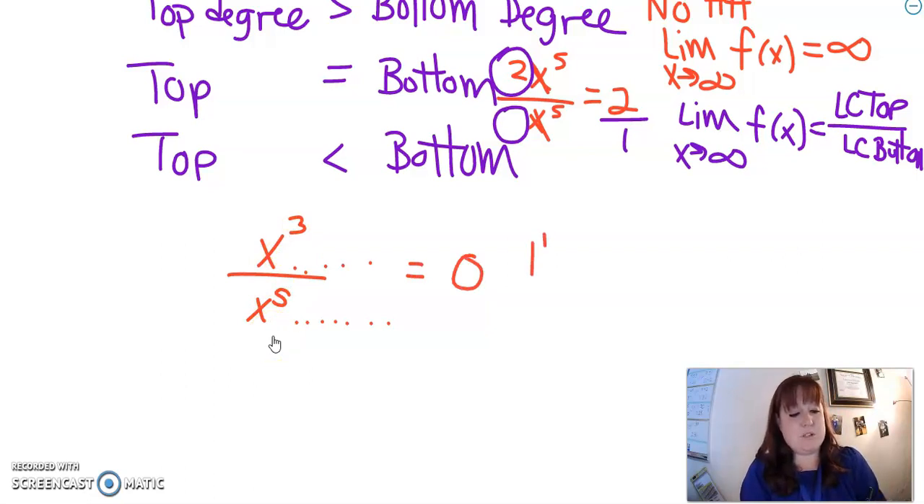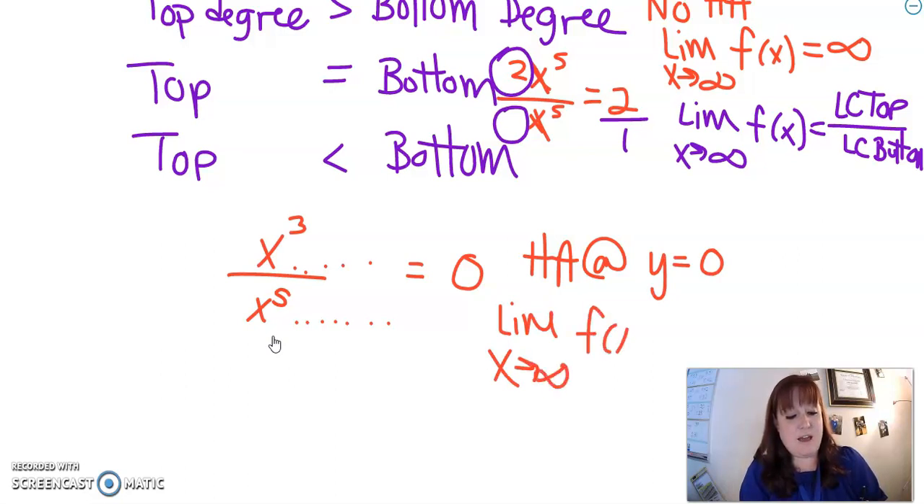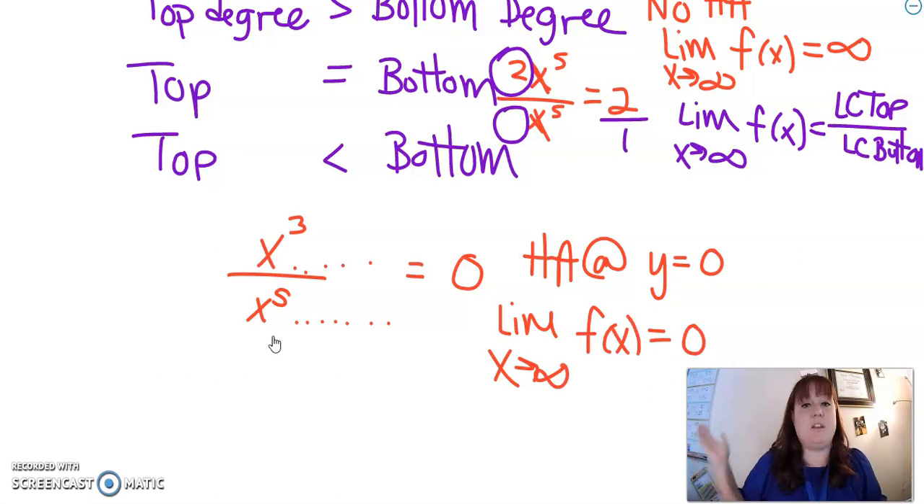So you're going to have a horizontal asymptote at y equals 0, which means the limit as x approaches infinity of a function like that is going to be 0. So that's the quick rundown. We'll do an in-depth couple of videos for the rest of the examples.